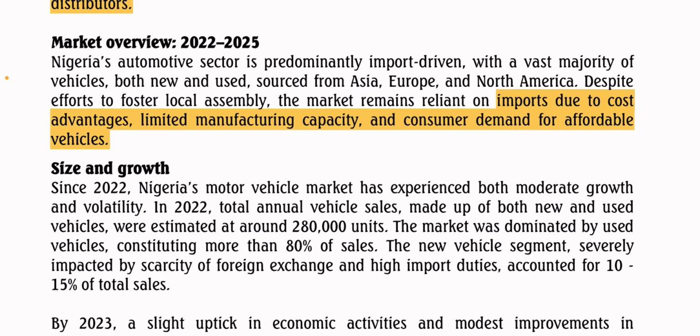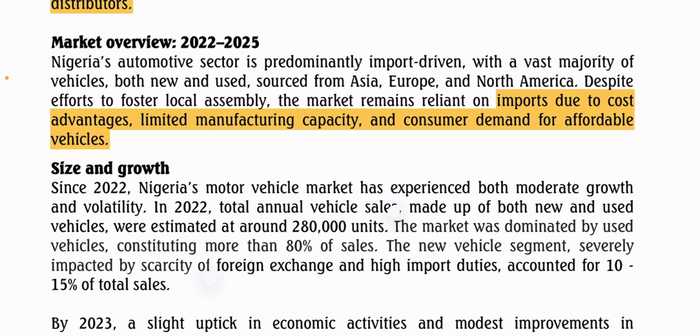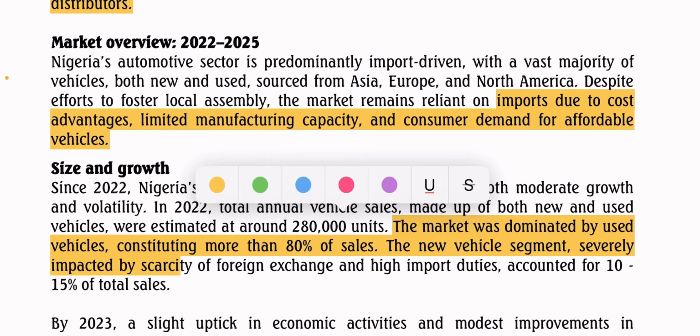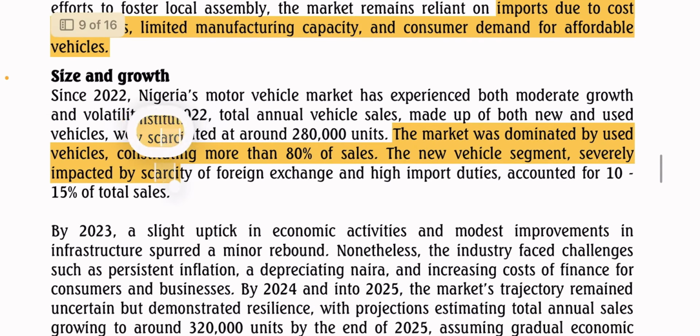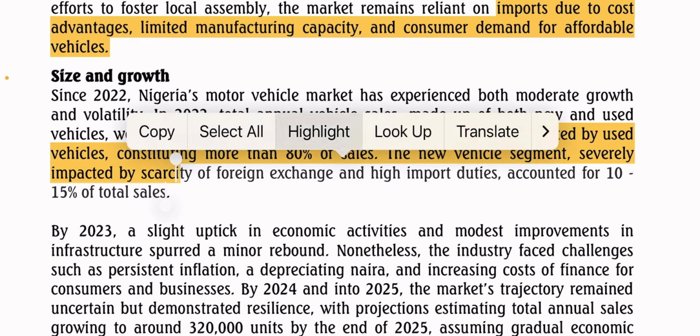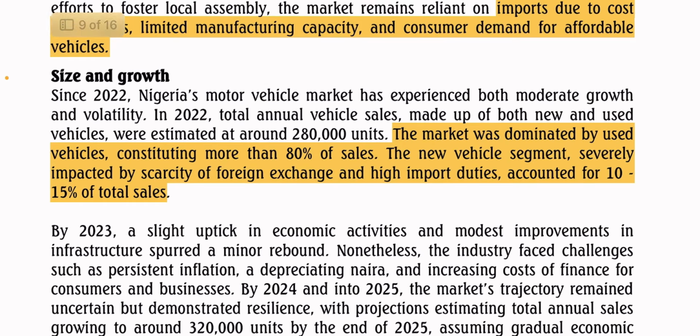Then we have size and growth, how they told us about how new and used vehicle sales have grown, and how there's even more expectation or projection for growth. And they said something here that the market was dominated by used vehicles, constituting more than 80% of sales. So more than 80% of these 280,000 that we have here is for what? For the sales of what? The sales of used cars. So more people are actually going for used cars.